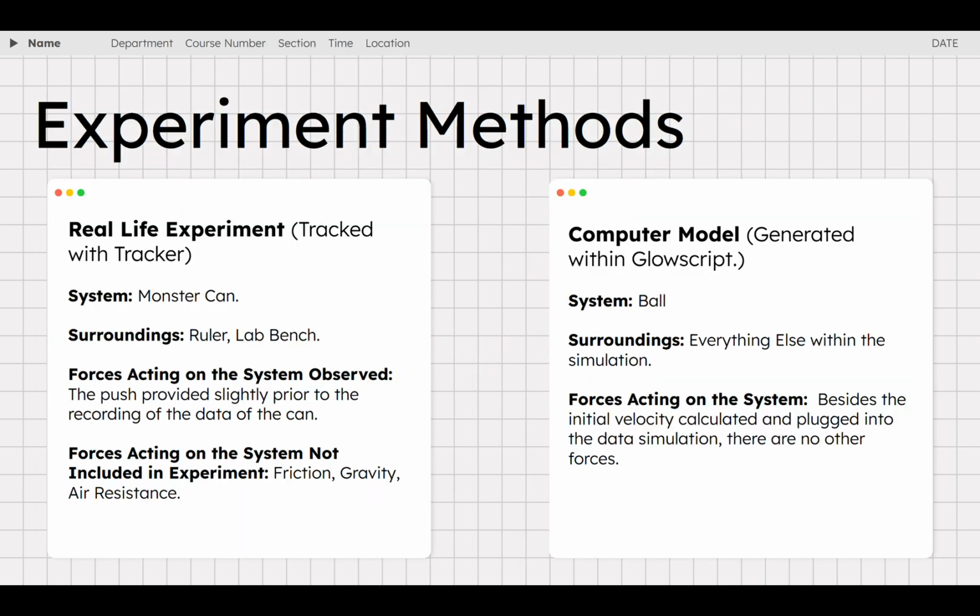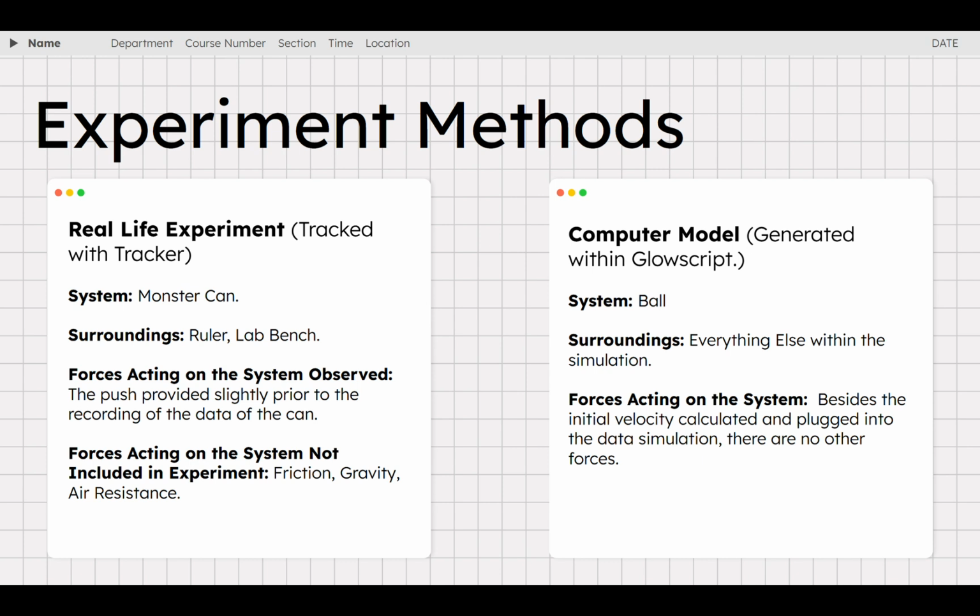Experimental methods. So for the real life experiment, we're going to track it using a software called Tracker. The system will be a monster can, the surroundings will be a ruler used for scale, and a lab bench. The forces acting on the system that will be observed are the push provided slightly prior to the recording of the data, and the forces not observed will be friction, gravity, and air resistance.